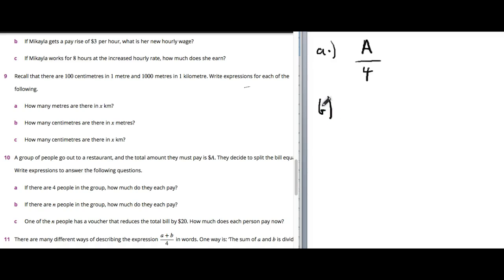B, if there are n people in the group, how much do they each pay? So A divided by n. Okay, so we don't know how much it is and we don't know how many people are in the group. C, if one of the n people has a voucher that reduces the bill by $20, how much does each person pay now? So the bill is reduced by $20 and then that's divided by the number of people. Now do get into the habit of putting brackets around that, because if you put that into your calculator, it's not going to do it right. So you need to put brackets around there.